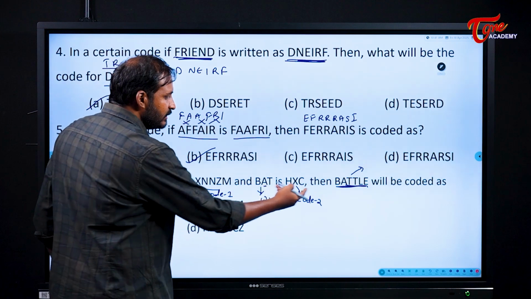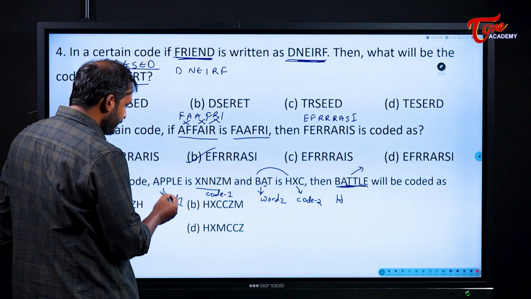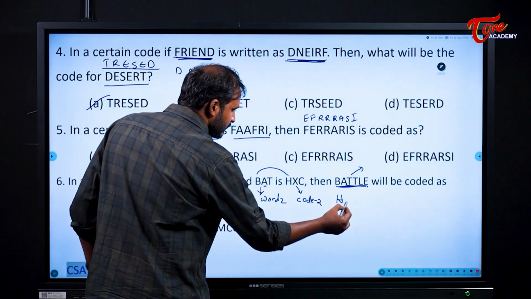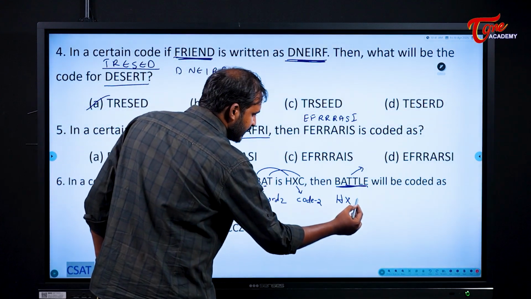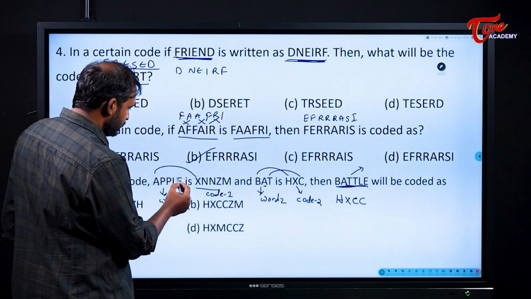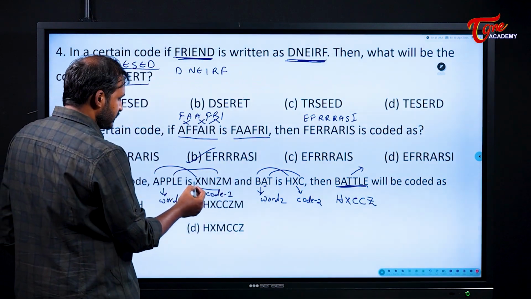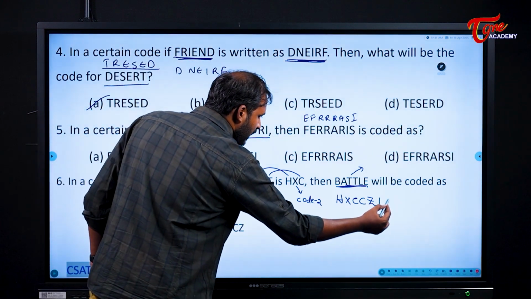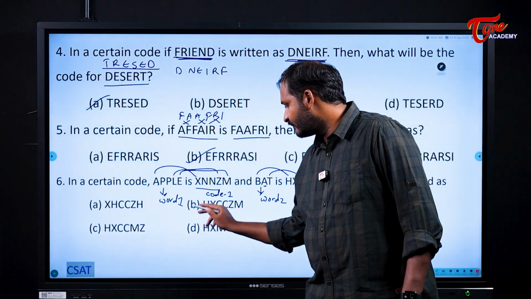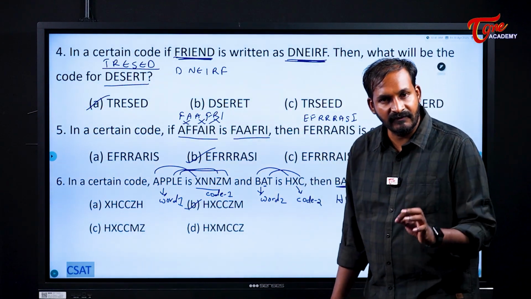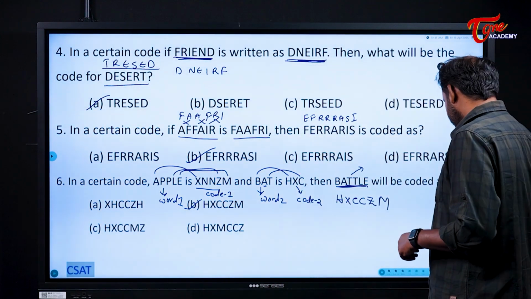So what is the code for B? B is coded as H. What is the code for A? A is coded as X. What is the code for T? BAT. What I have here? C. HXCC. What is the code for L? L is there here, so L is coded as Z. What is the code for E? What is the code for E here? M. So our answer will become HXCCZM. HXCCZM. Our answer will become option B. These type of questions are called direct coding. Direct coding. Okay. Next one.